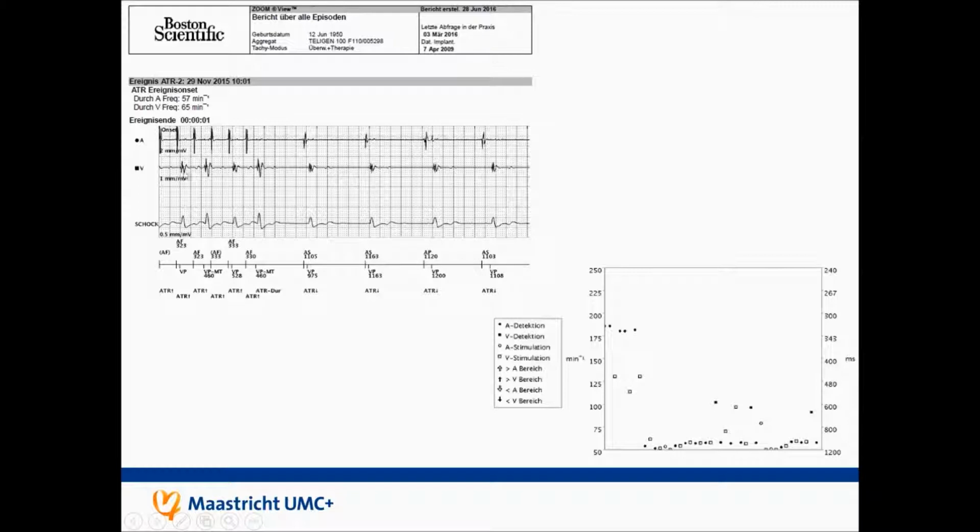But when we look at this specific episode, we see that it had a duration of 1 second, and that's just too short to call it an adequate atrial high rate event. So 1 episode, and even that is a little, we can argue about that, but 1 episode and 0 adequate atrial high rate events.